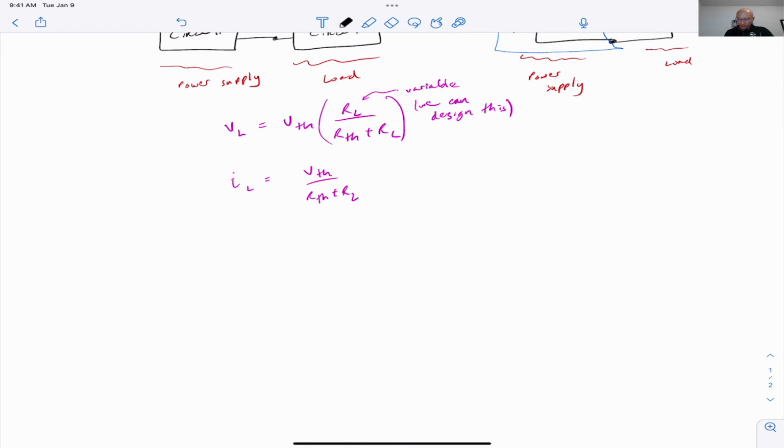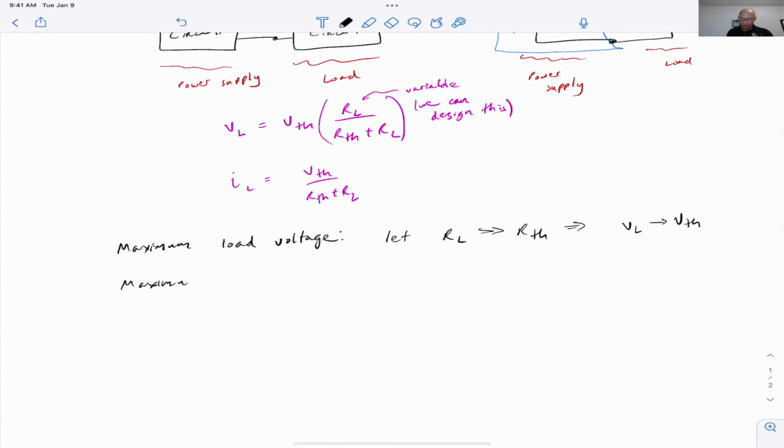Now we can see that if we want to maximize the load voltage, we make the load resistor much bigger than the Thevenin resistance. And you could see in that case then that VL is going to approach V Thevenin. If we want to maximize the current, then we have to let the load resistance be much smaller than the Thevenin resistance.